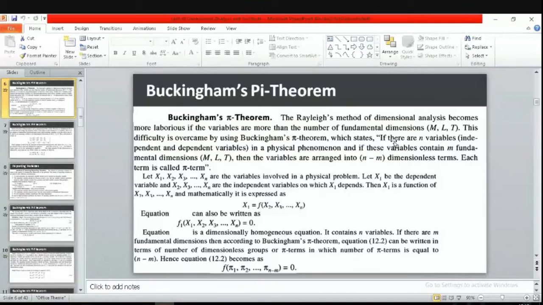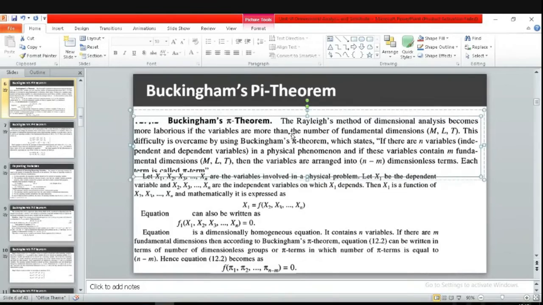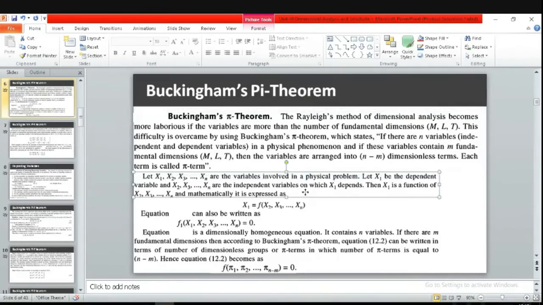So this Buckingham pi theorem states if there are n independent variables, and out of that there are m fundamental dimensions, that is M, L and T, then the variables can be arranged into n minus m number of dimensionless terms called pi terms. Okay, so its procedure we saw in detail in the last lecture.